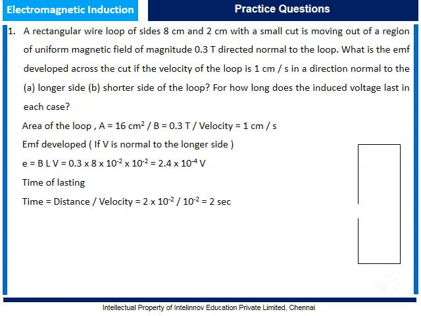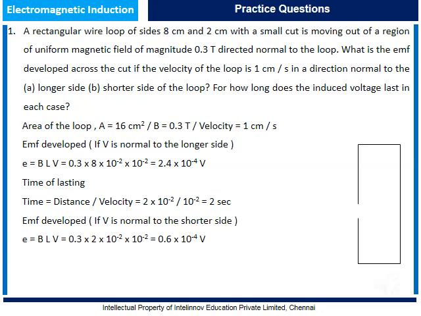Now in case 2, let us find out the EMF developed if velocity is normal to the shorter side. In this case again we are using the same formula BLV. However, here the constant dimension, or the dimension that does not change with time, is 2 into 10 power minus 2 meter. Thus the induced EMF is 0.6 into 10 power minus 4 volt. And the time of lasting is distance by velocity, which is 8 seconds.